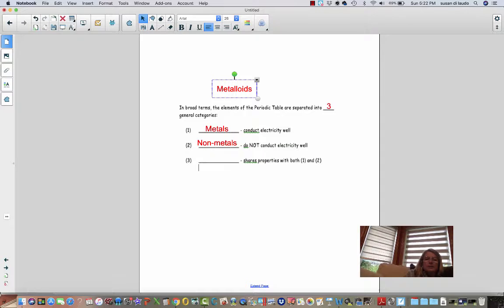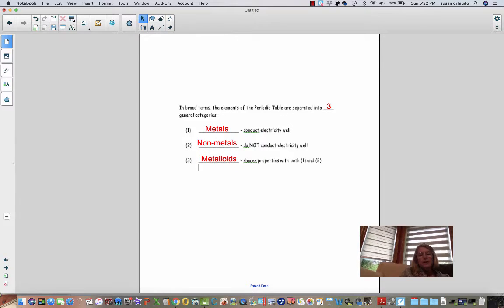And separating the two is this group that forms a staircase in the periodic table. It's that group that can have properties of either metals or nonmetals. So we call them the metalloids, and that depends on what kind of environment they're in and what kind of application they're being used in.